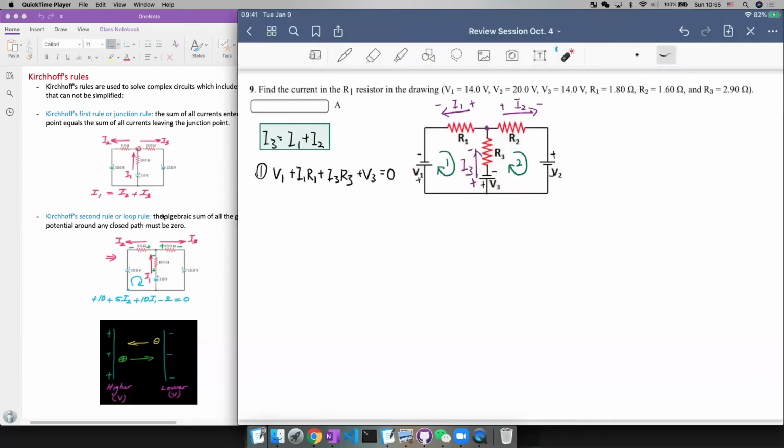Here we have V1. V1, is it gain or loss? It is loss, right? Because we go from higher electrical potential to lower. Just like I just said, it's like you go downstairs. You go from floor 10 to floor 2. You go downstairs. So since it's a loss, we have V1 to be negative. So we have minus 14, right? And then next we check R1.